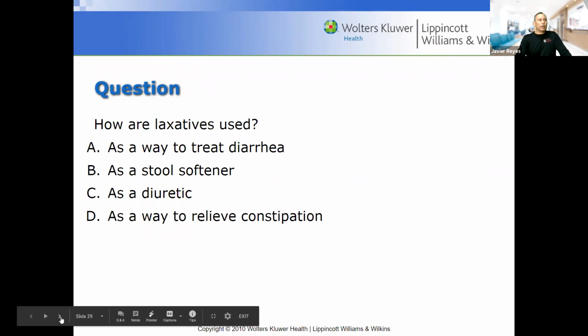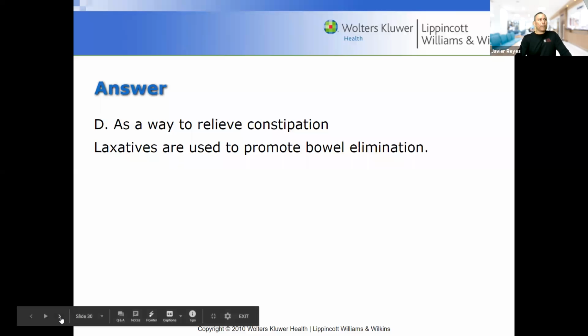How are laxatives used? Well, they're used to relieve constipation.